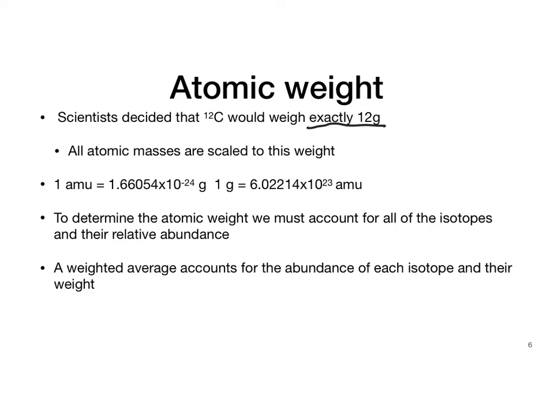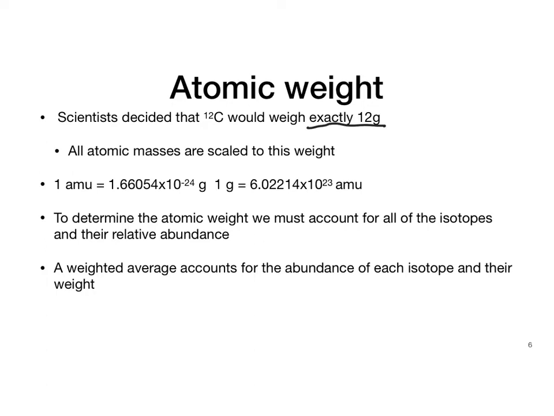So one atomic mass unit is equal to 1.66054 times 10 to the negative 24th gram. If you calculate it, 1 gram equals 6.02214 times 10 to the 23rd atomic mass units. That number is really familiar if you've taken a chemistry class before. It's Avogadro's number, and we're going to come back to that. So if you are like, I don't know Avogadro, that's okay. We'll get to that.